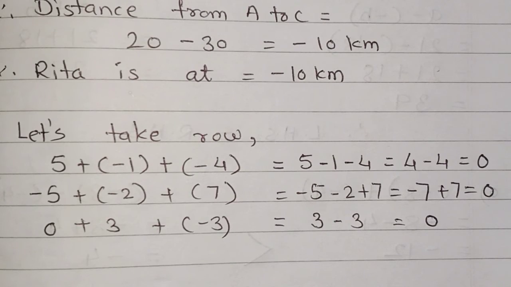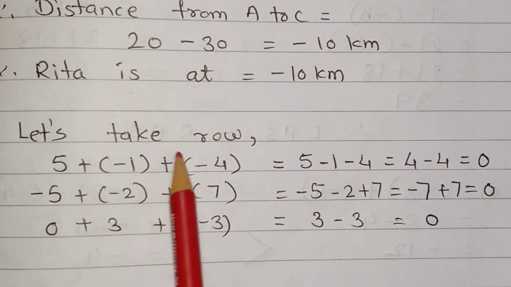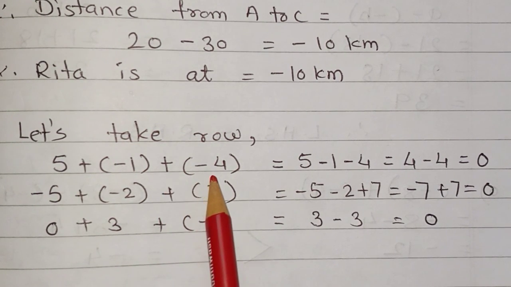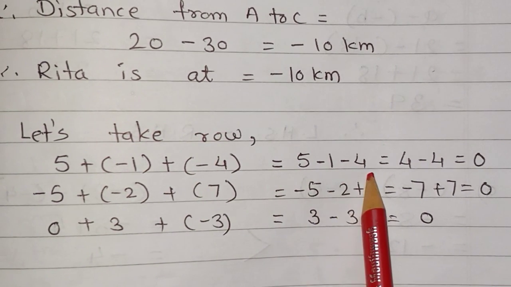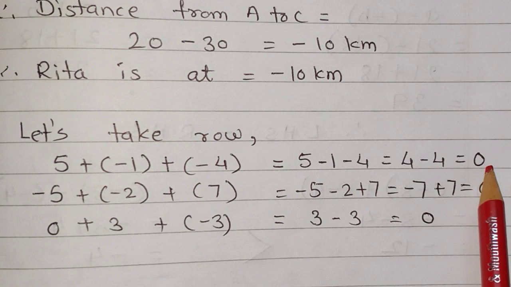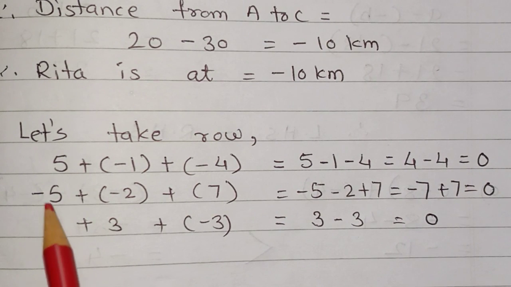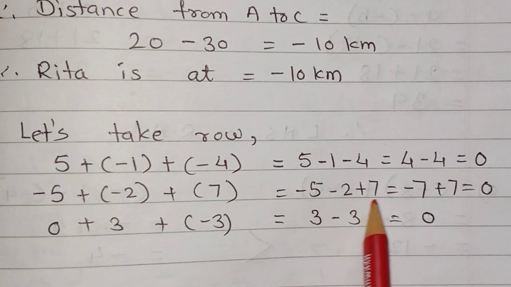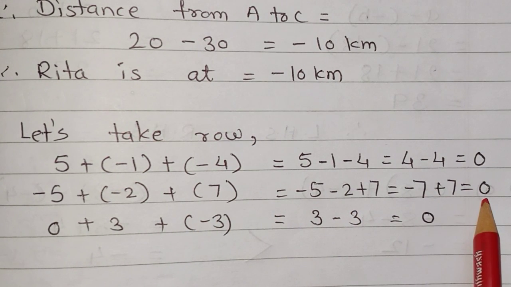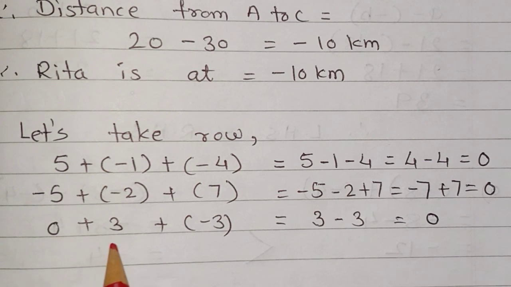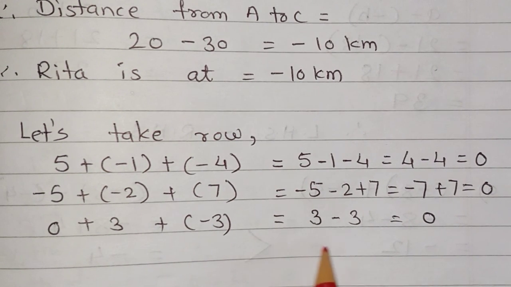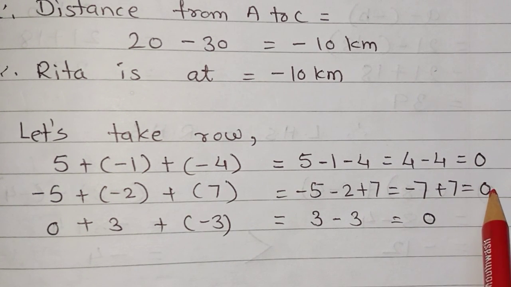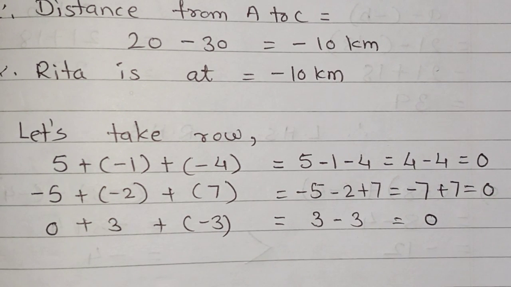Let's solve the first one. I have added all the rows, so here it is 5 plus minus 1 plus minus 4. After solving the bracket, I got the answer 0. The second row is minus 5 plus minus 2 plus 7. After adding them, I got the answer again 0. And the third row is 0 plus 3 plus minus 3. I got the answer 0. So the answer of all the rows is same.